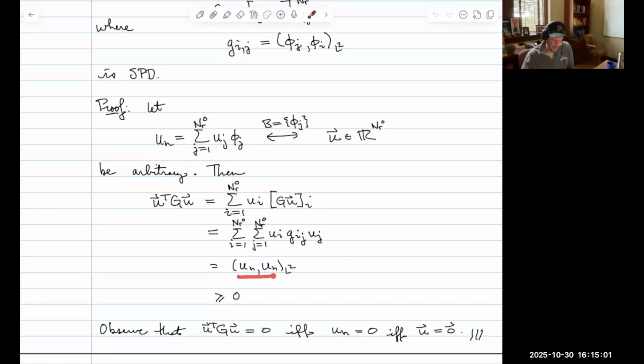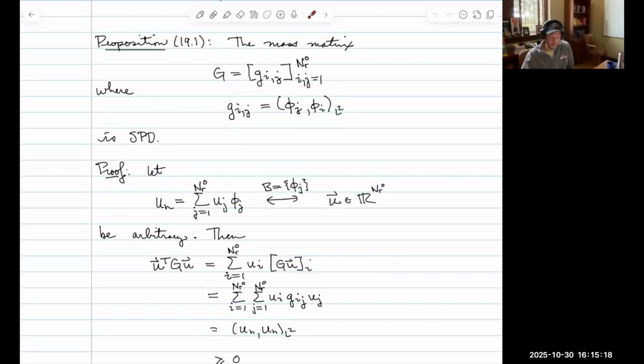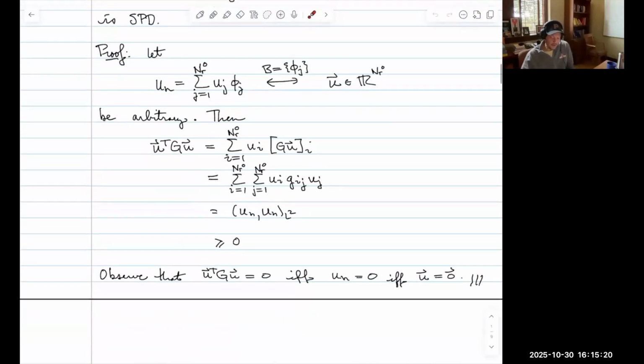Now, from this point, I notice this is just the L2 norm squared, right? The L2 norm of u_h squared. And so that's a number which is greater than or equal to 0. So that's one part of the SPD that I want to prove. Obviously, G, through this definition, is a symmetric matrix. I'm now moving on directly to proving that it's SPD.